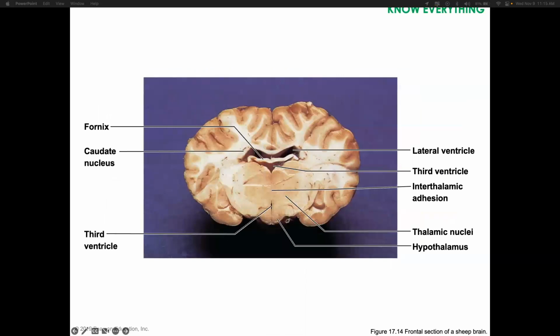And here's a cross section of the brain where you can see the ventricles and where the cerebrospinal fluid will flow throughout and around the brain.